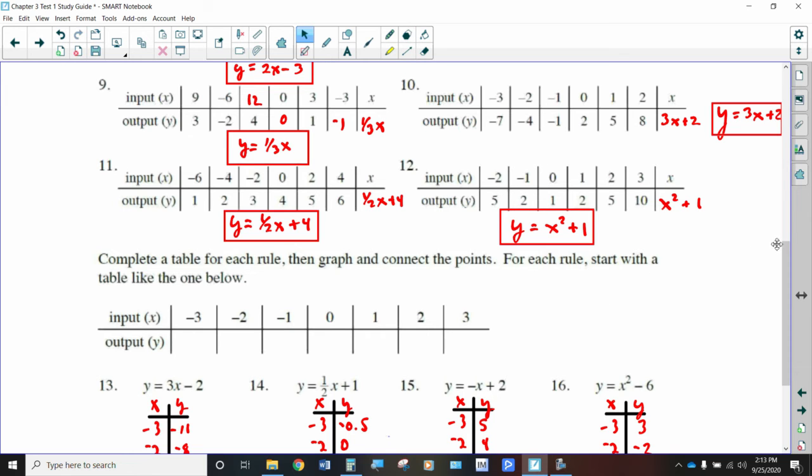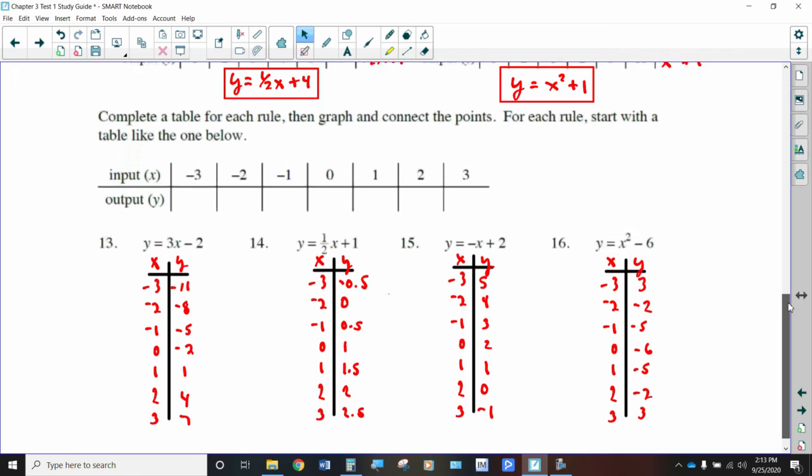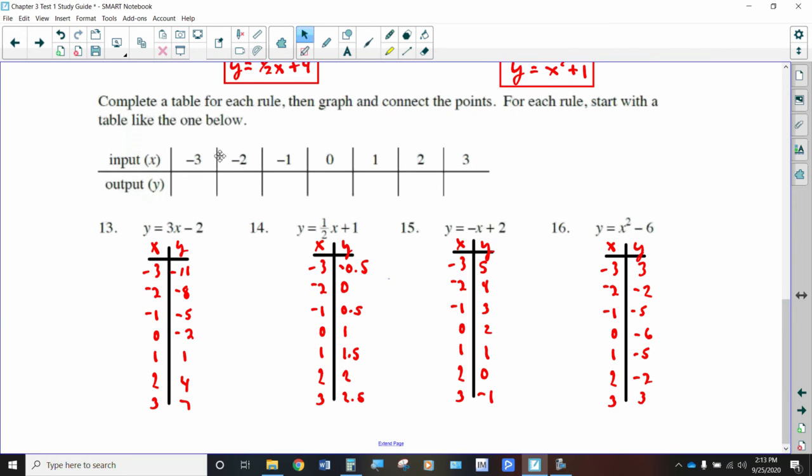For problems 13, 14, 15, and 16, you were asked to take these input values and plug those numbers into these given rules and find the respective output values. And then once you've got those output values, then you can graph those. And so I'm going to have the graph on the next page.